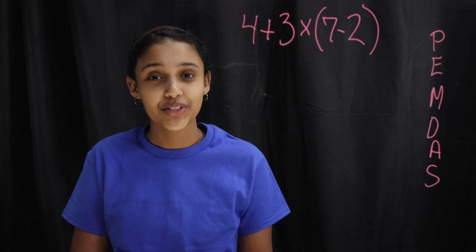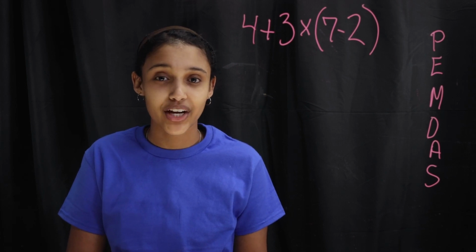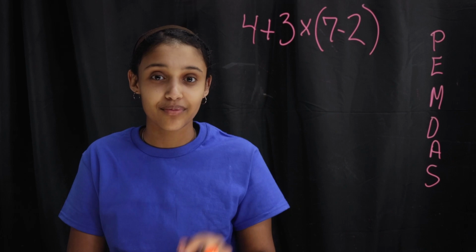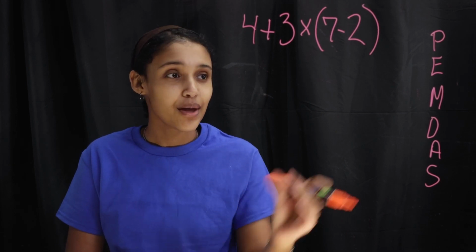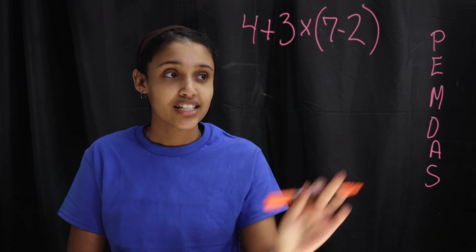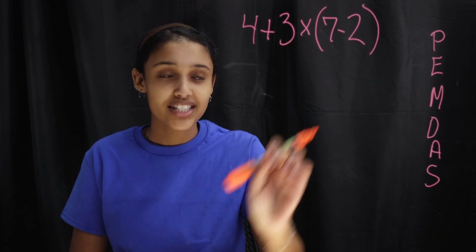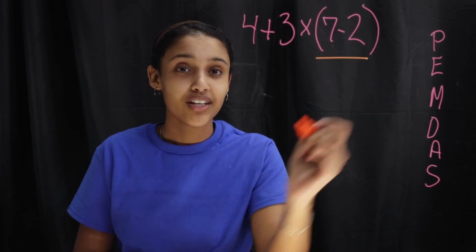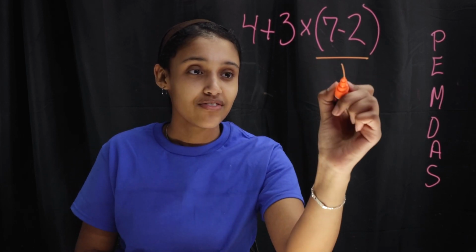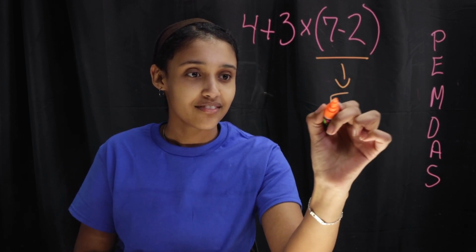I'll be one of your numeracy navigators, and today we're going to work on the order of operations. Here we have this equation, and we'll be using the function PEMDAS. Since parentheses goes first, we're going to do 7 minus 2, which gives us 5.